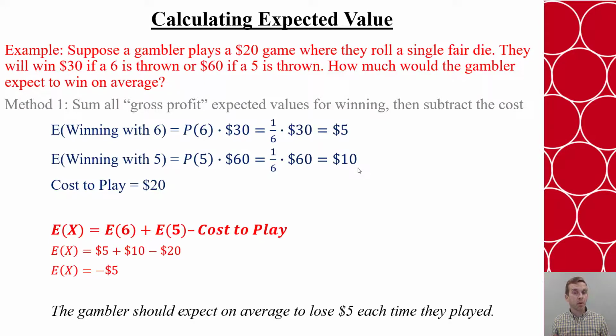Now, think about what that means though. There's no way for them to win or lose exactly $5. But if they average out what they do over the long term of playing, they will lose on average $5 per game.